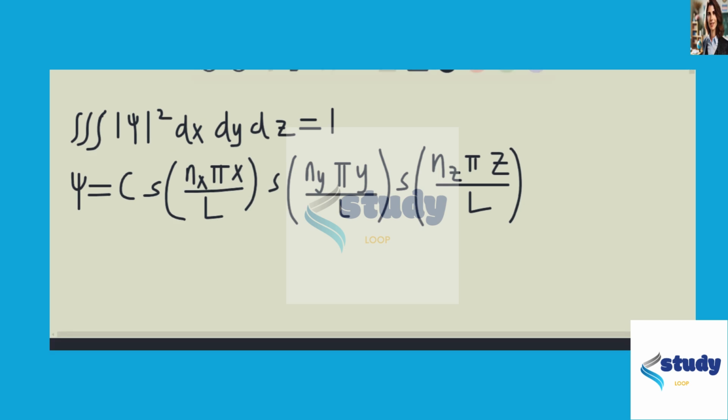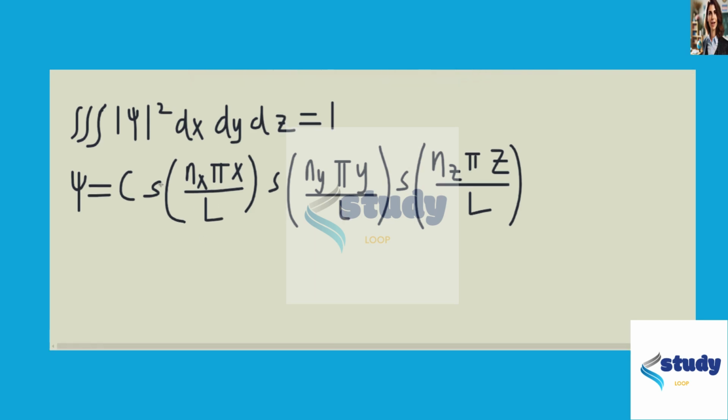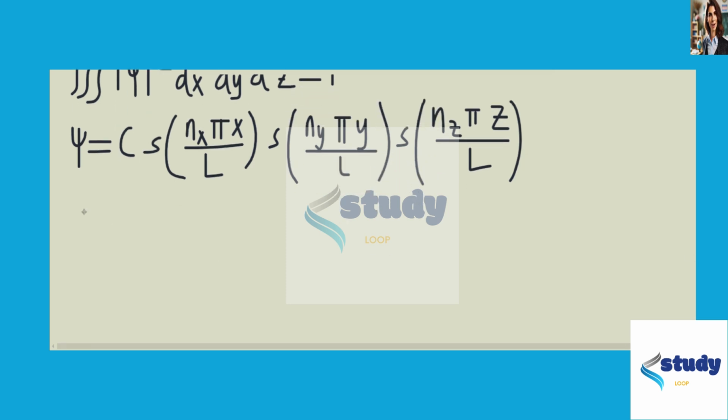To find the probability, here we're going to have the Max Born normalization condition, which gives the integral over dx dy dz, which is the volume, times psi squared. So the volume integral of psi squared is equal to 1, where psi is equal to some constant c times the sine (I'm using the abbreviation s for sine) of nx pi x over L, times the sine of ny pi y over L, times the sine of nz pi z over L. So let's go ahead and do part A.